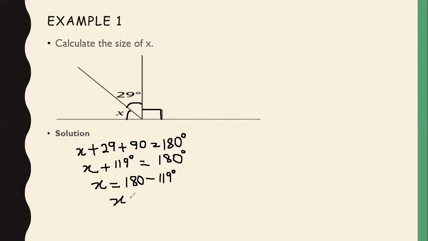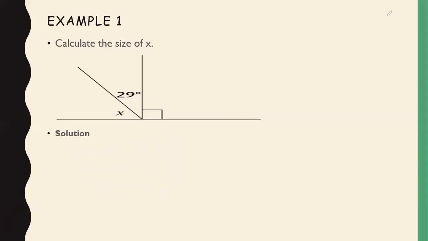So x will be equal to, at the end of the day, 61 degrees. You can see how easy it is. You can check if you like: just substitute the value of x here as 61, add everything, and you discover that you arrive at 180 degrees. I believe this is clear enough, right? If that is clear, then let's go to the second example, which is example 2.